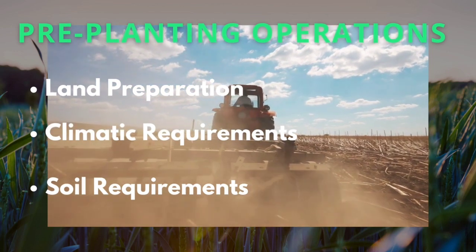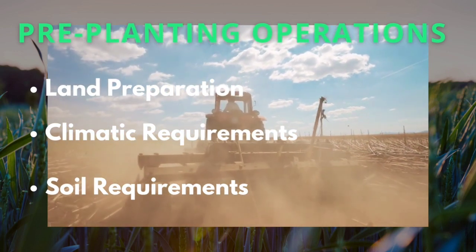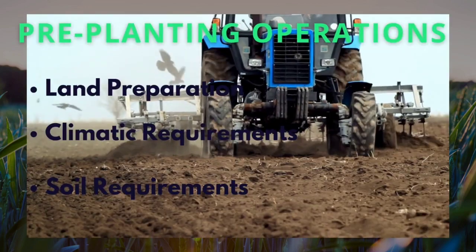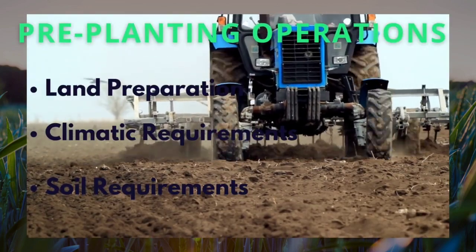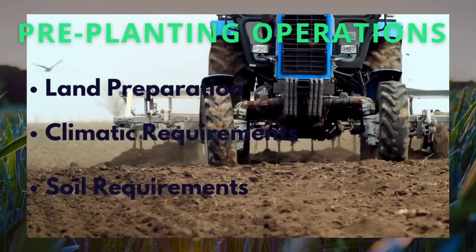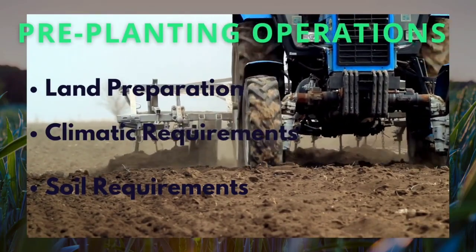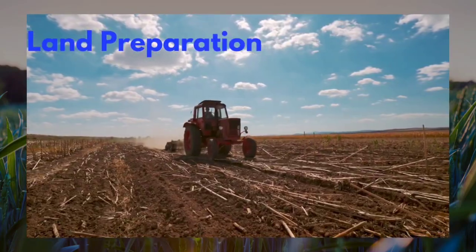Now, pre-planting operation, we talk about the land preparation, climatic requirements, and soil requirements of cocoa. For the land preparation, we'll talk about the machines that are used for cocoa cultivation. And in the climatic requirement, we'll talk about the rainfall, the sunshine, and the rest.